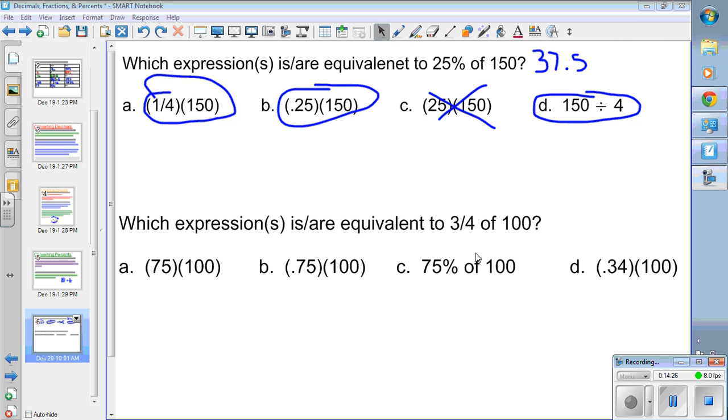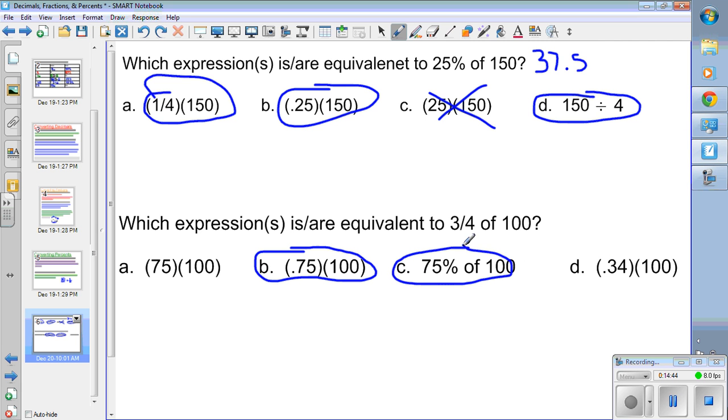Okay, so 3/4. Hopefully you looked at that and saw that that is going to be 75% or 75 hundredths. So hopefully you got this one and this one, and you saw that this one does not work, this one does not work. And hopefully as soon as you looked at it, like I did, you said, oh, well, if it's 75% of 100, that's just 75. That one's pretty straightforward and easy. Okay, so this was it.